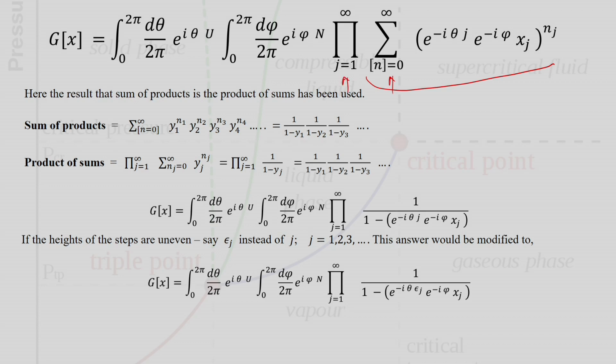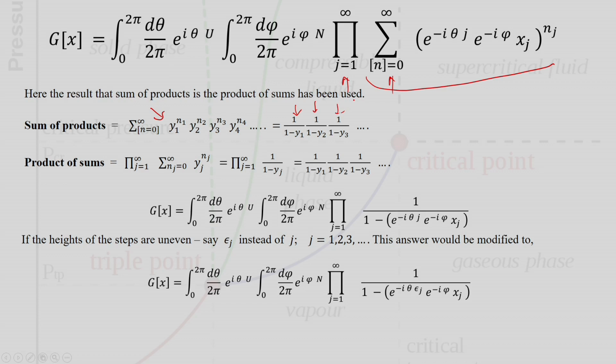So, the question obviously is: am I allowed to do that? And the answer is yes, because of this result here. If you stare at this sequence of terms, you have y_1 raised to n_1, y_2 raised to n_2, y_3 raised to n_3 and so on. I have to sum over all the n's. If I sum over all the n's, I simply get a geometric series, etc.